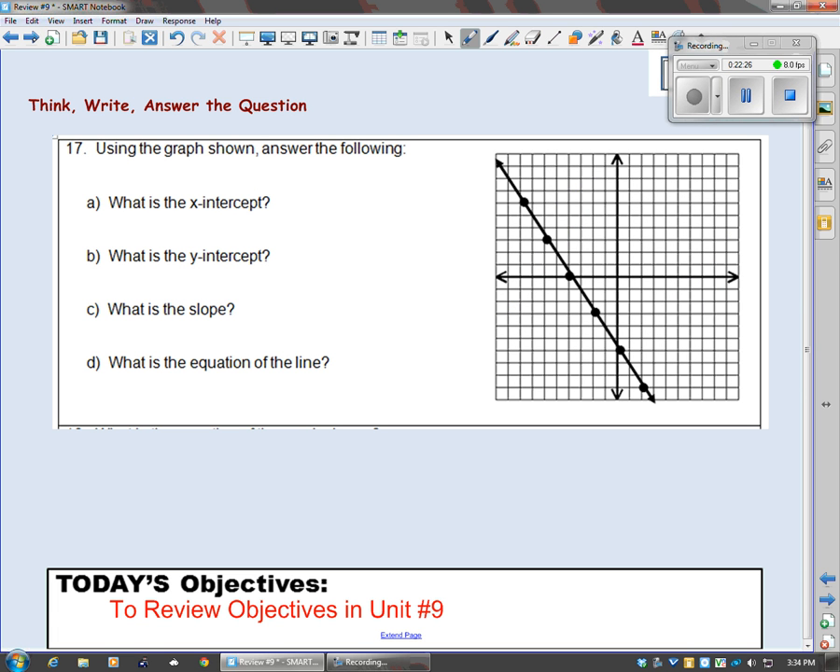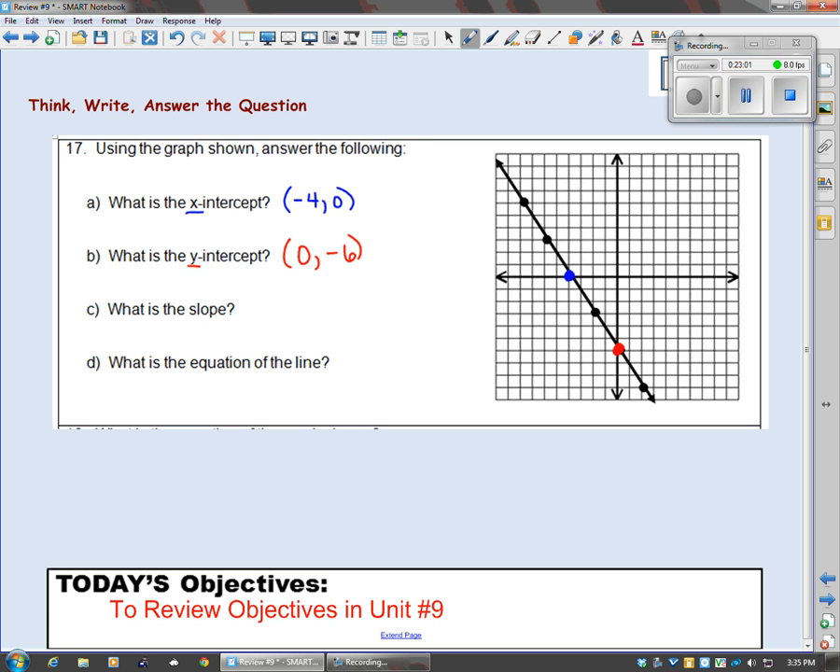17, using the graph shown. So here they're giving you a graph. First thing they ask for, what is the x-intercept? That's where you cross the horizontal axis. That is at negative 4, 0. The next thing they ask is for the y-intercept, which is down here on the vertical axis. And that is at negative 1, 2, 3, 6. So 0, negative 6. Your y is negative 6. Up here, your x was negative 4. So be careful about that.